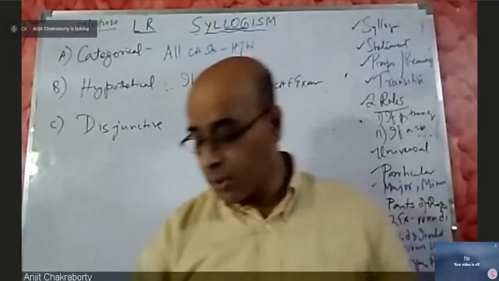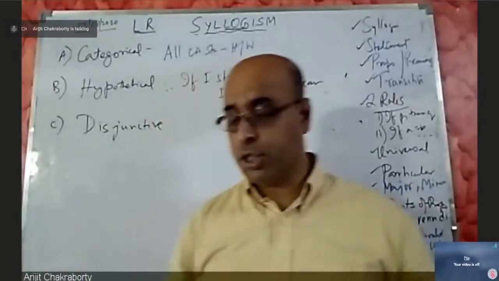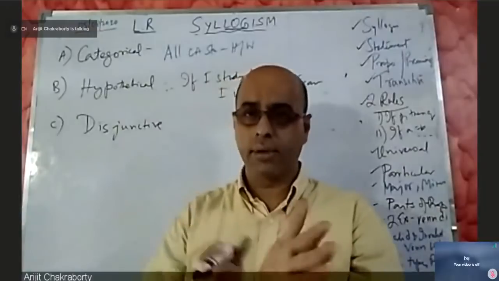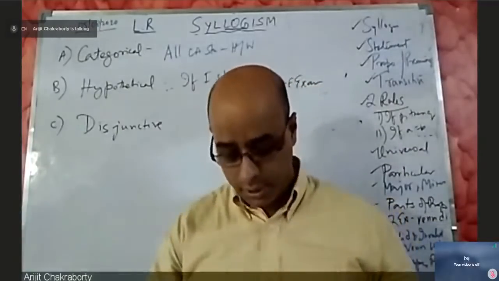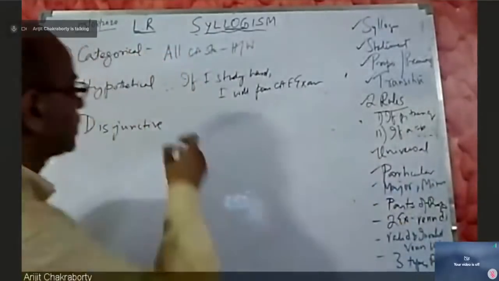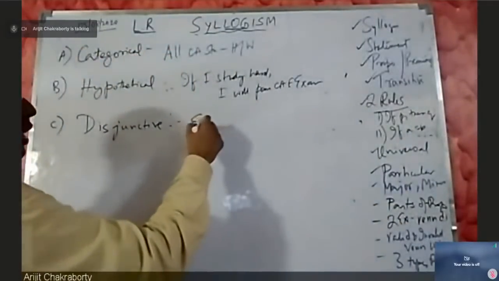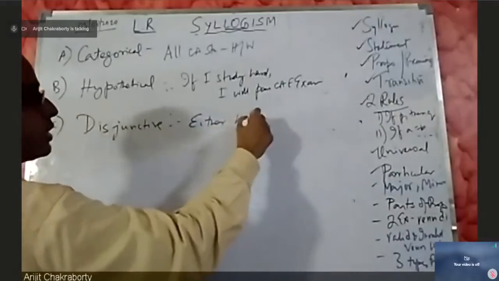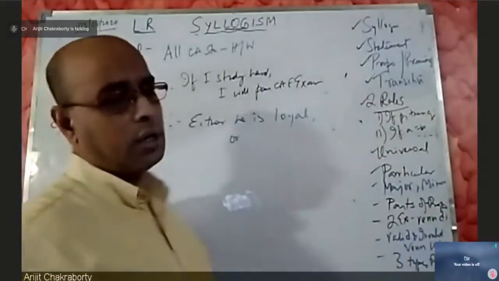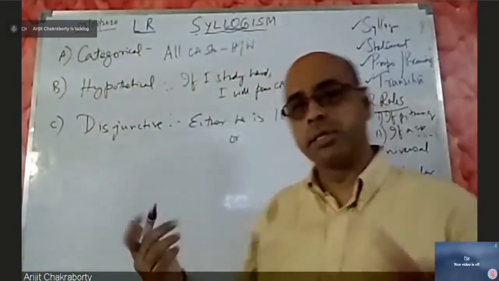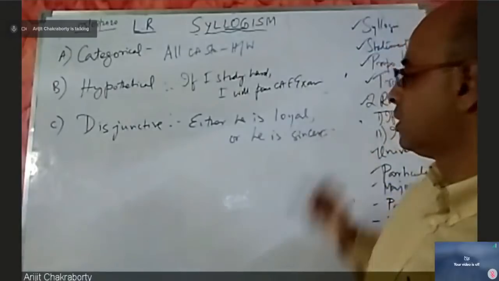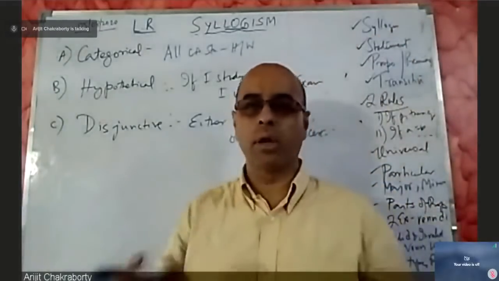And the last one, of course, is disjunctive proposition. So disjunctive actually means alternate, two types. Okay, so I can give an example like this: either he is loyal or he is sincere. So disjunctive, two types, alternate.